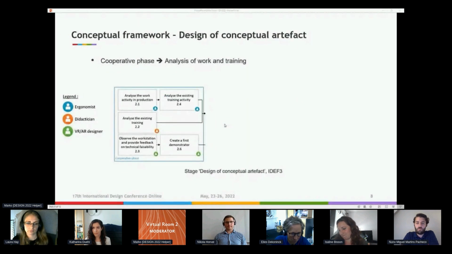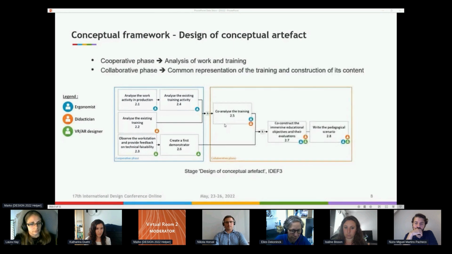The second step, designing the conceptual artifact, is also carried out in two phases, cooperative, then collaborative. First, the experts will analyze the work and the training according to their point of view. Then, during the collaborative phase, they will create a common representation of the training and construct its contents.